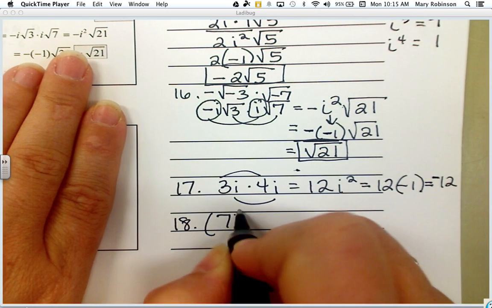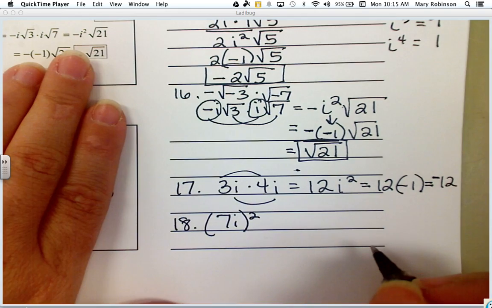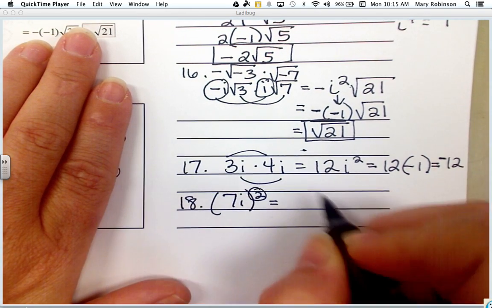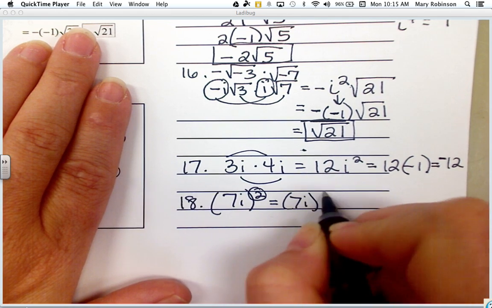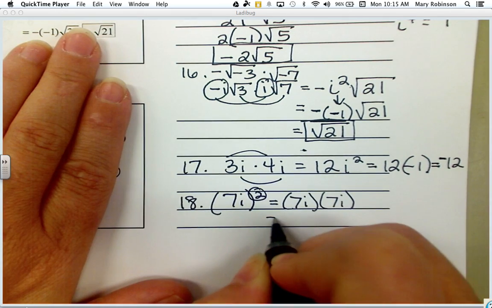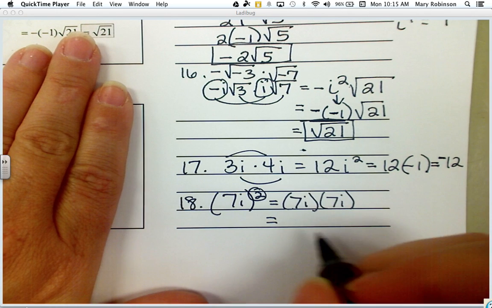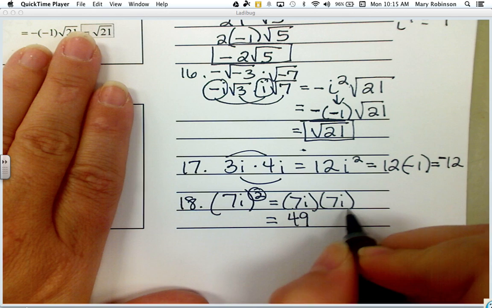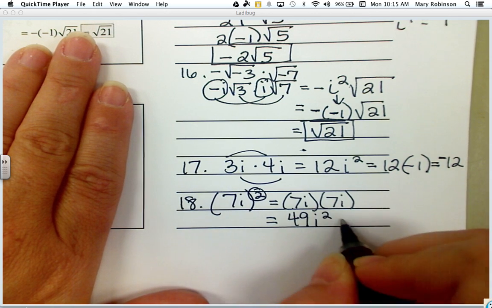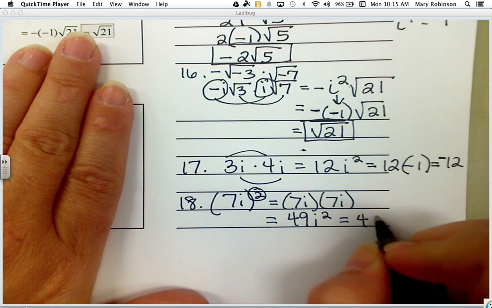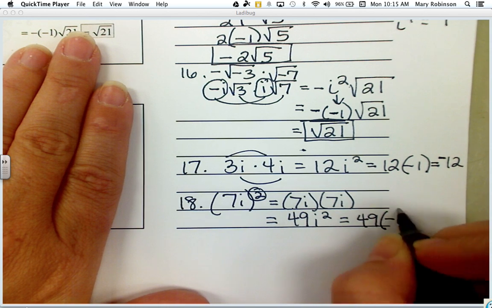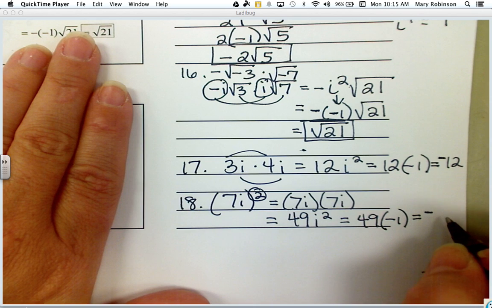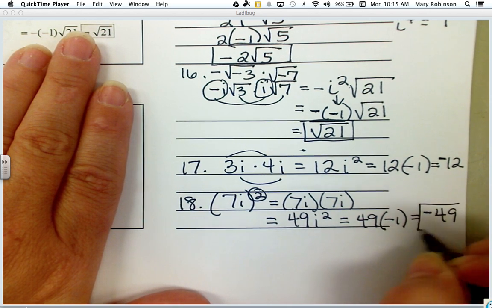The next one we have is the quantity 7i squared. Be careful of this and remember that exponents represent repeated multiplication. So this is actually 7i times 7i. 7 times 7 is 49. i times i is i squared. We will substitute negative 1 for i squared, which results in a product of negative 49.